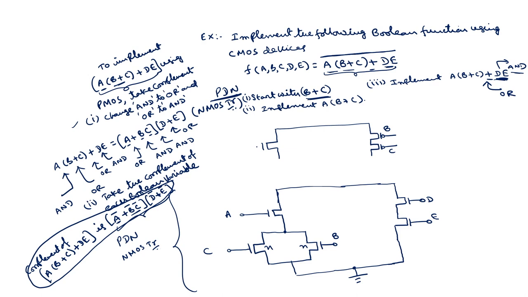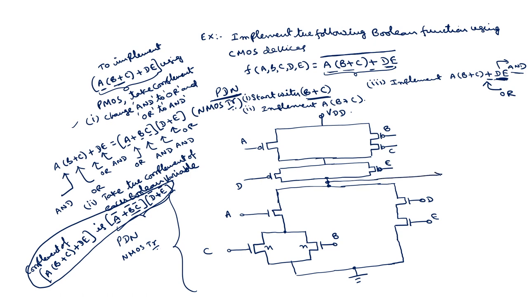You can follow the same AND logic. For this, again D bar plus E bar in series. These two will be connected. This is D, this is E, because of these bubbles, they are bars. And here we are going to connect to VDD. And here at this junction, you will get the output F of A B C D E.